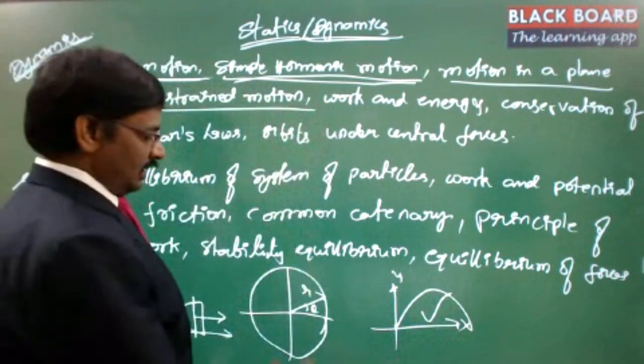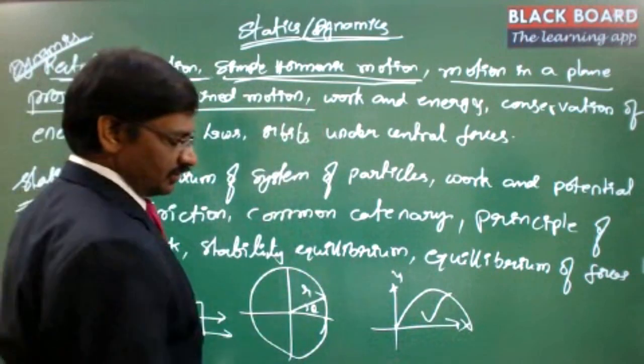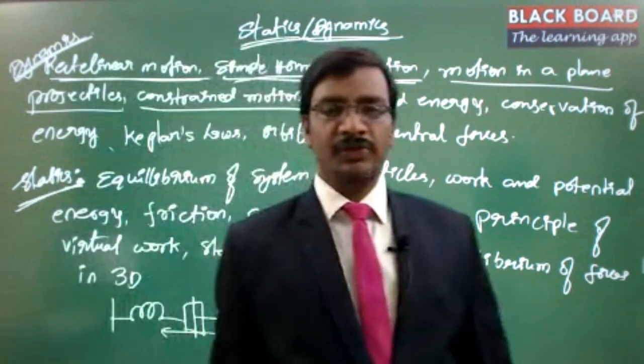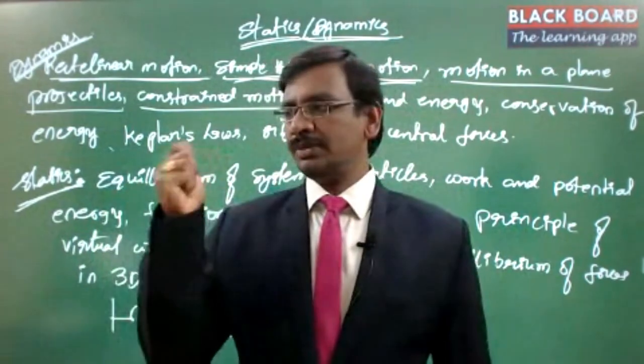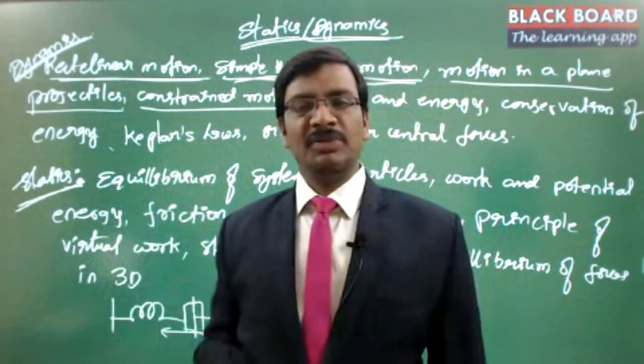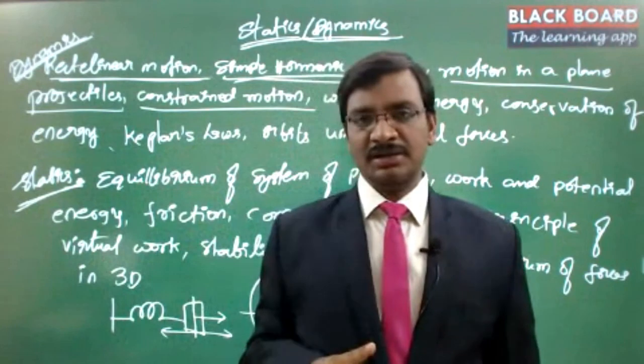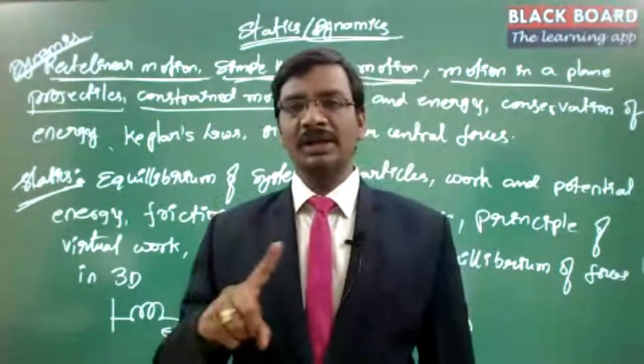Constrained motion is, if a particle is rotated in this particular direction, suppose you take a ball and tie a thread to that ball and then try to rotate it in this manner. Now, if you rotate in this particular manner, you are constraining that particle to move only in a circular fashion.